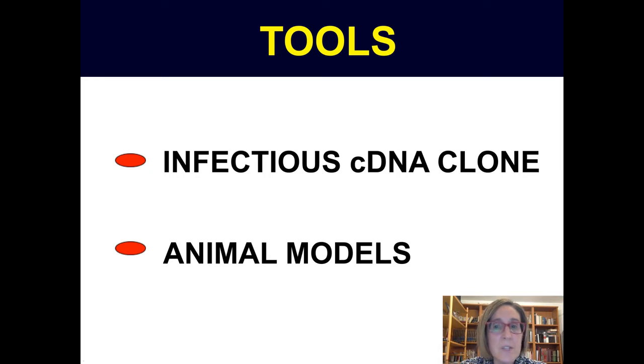First, an infectious cDNA clone. This is a full-length DNA copy of the viral RNA genome, which can be modified in the lab using molecular biology techniques. We were the first lab in the world, in the year 2000, to develop a reverse genetic system for coronaviruses, which was challenging at that time because of the large size of the viral genome and because of the presence of regions toxic for bacteria.